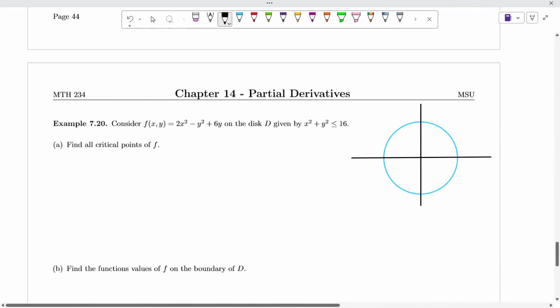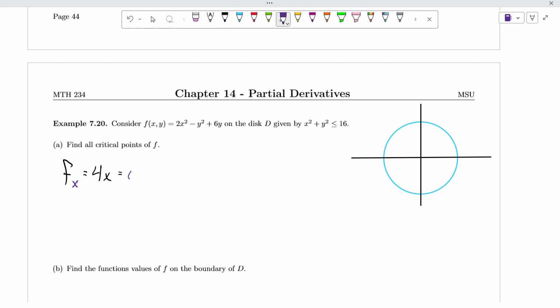Okay. Finding the critical points of this function. They are at f partial x is 4x. That ought to be equal to 0. And my y partial is negative 2y plus 6. That should also be 0. And again, some straightforward solutions. X equals 0, y equals 3. I've got the point 0, 3.